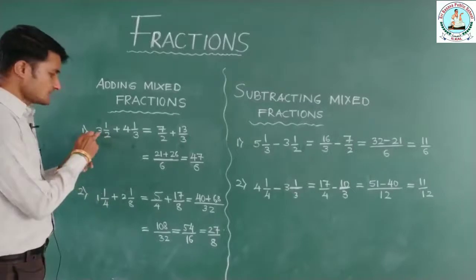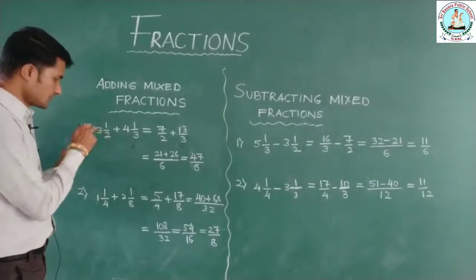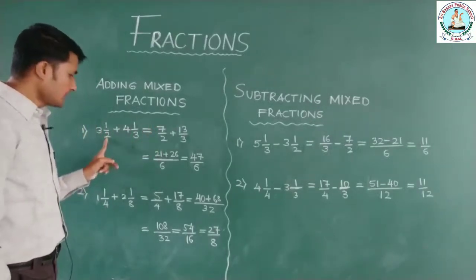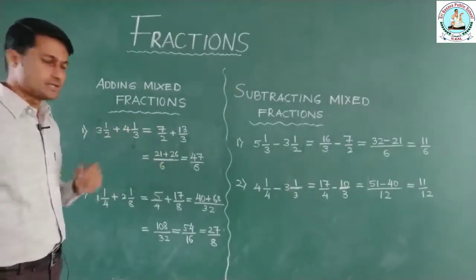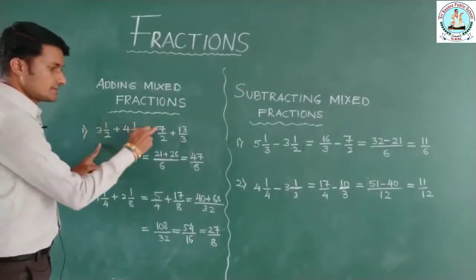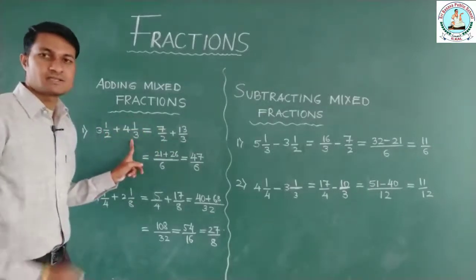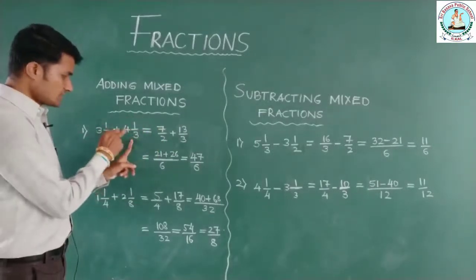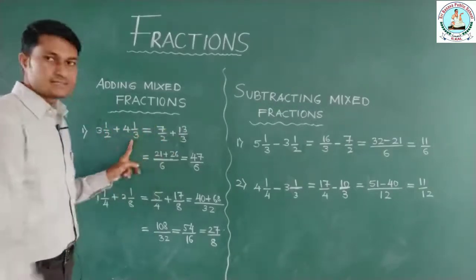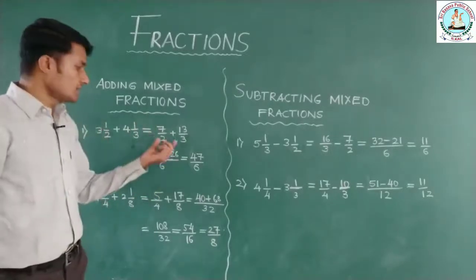In order to convert this mixed fraction to an improper fraction, just multiply the denominator with the whole number. So 2 3s are how much? 6, and add this 6 to the numerator. 2 3s are 6, 6 plus 1 is 7. So write 7 and write the denominator as it is. Similarly, convert this mixed fraction to improper: 3 4s are 12, 12 plus 1 is 13, so write 13 here and write this 3 as it is. Now you have converted both mixed fractions to improper fractions.